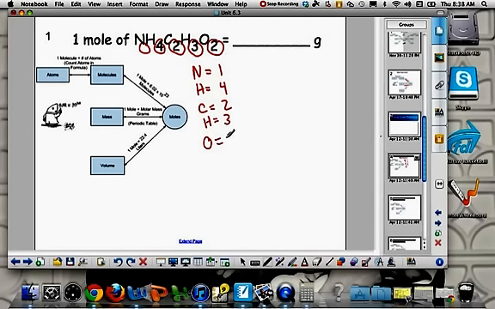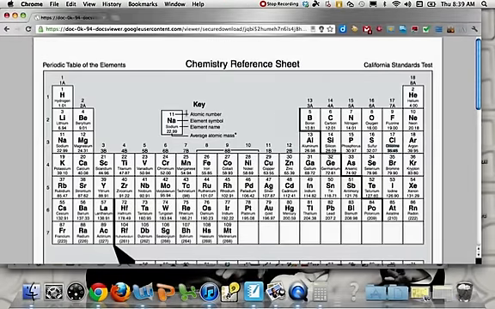And I have another oxygen atom here with a 2 next to it. All I did was count up the atoms that I have. The next step that I can do is look up the mass of each of these elements on the periodic table. So, here it is.